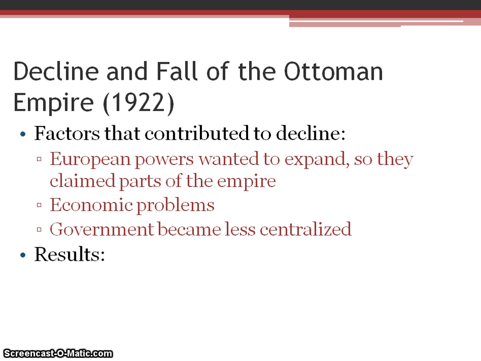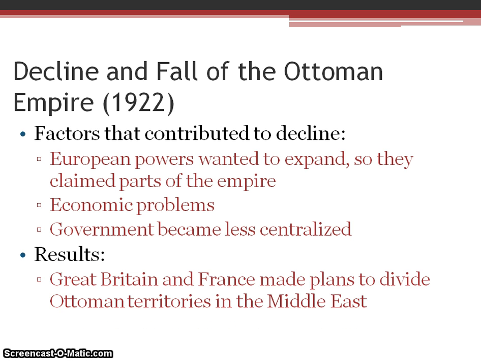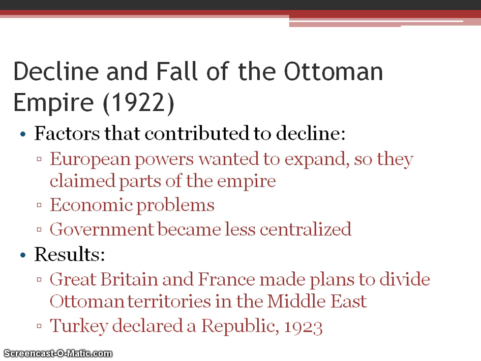So some results of these changes, the first is that Great Britain and France go on to make plans for how to divide the territory within the Ottoman Empire. And then the thing that is considered the nail in the coffin: post-World War I, a treaty is signed to divide the Ottoman Empire, but the final nail was the Turkish War of Independence, which resulted in the fall of Constantinople and the ultimate establishment of Turkey as a republic in 1923.